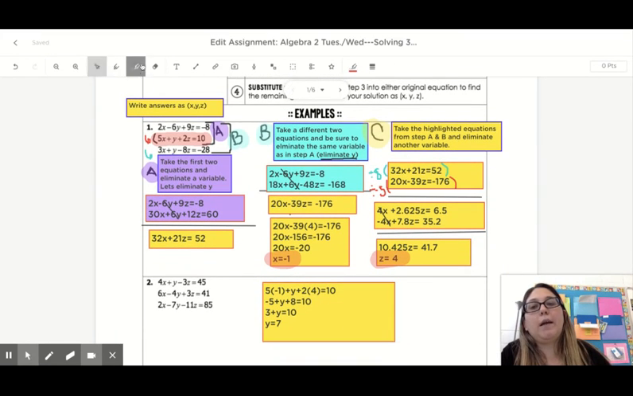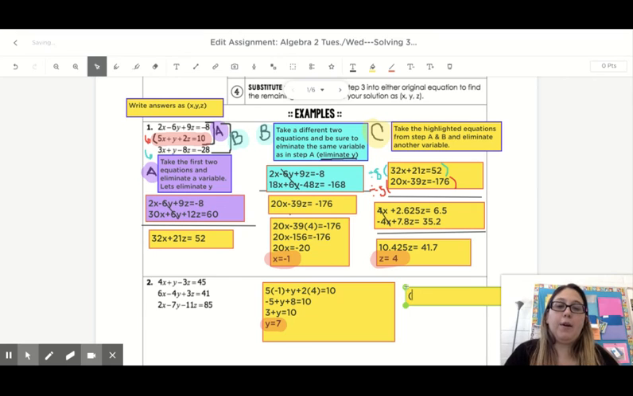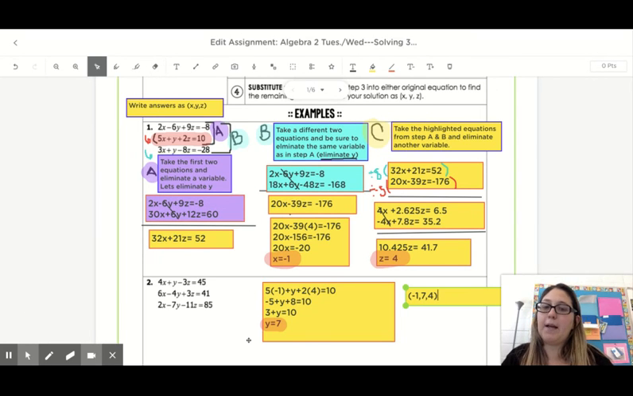And so now I have all three variables. The way that we write the answer is we say parentheses x, so the x is -1, comma y, y is 7, comma z. So it's x, y, z. And so my final answer is (-1, 7, 4). Okay, I know it's a lot of steps, but if you follow the steps, you'll be able to start plugging them in. Thank you.